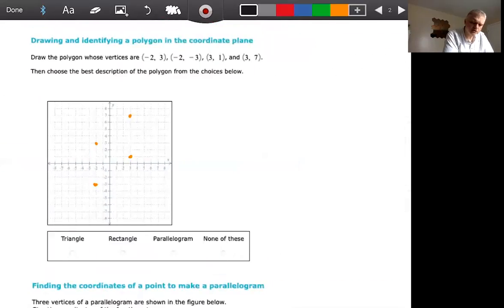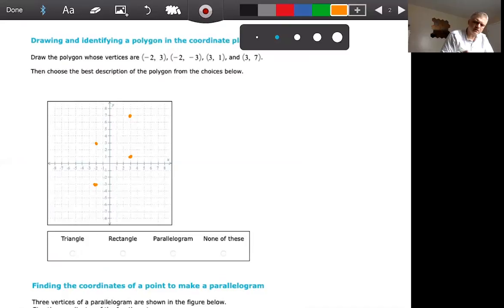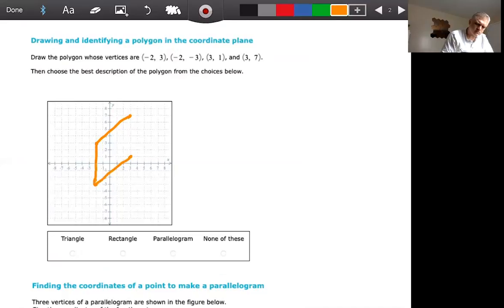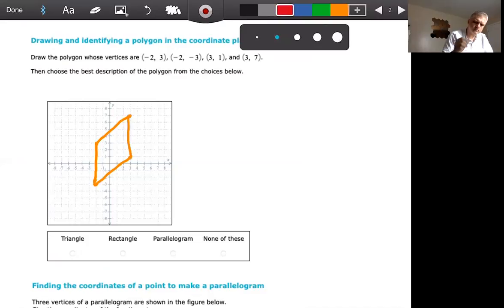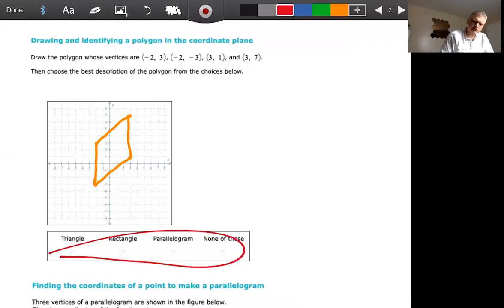Let's look at your next question. All right, so it says to plot these 4 points, which I just did, and we can connect the dots here if we'd like. All right, it's actually not bad. So it's asking you, choose the best description of the polygon from the choices.